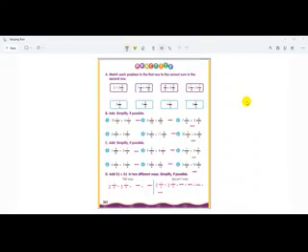Okay, let's do page 261 and solve the practice exercises on it. Exercise number A: match each problem in the first row to the correct sum in the second row. We need to match this row by this row down here.